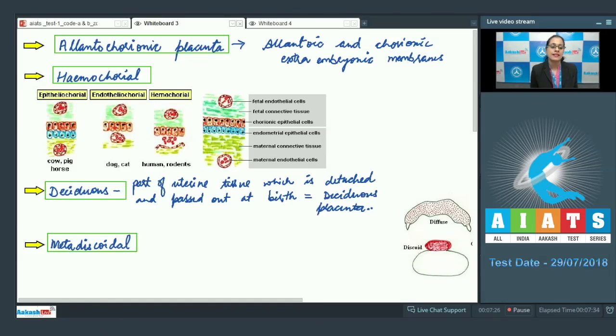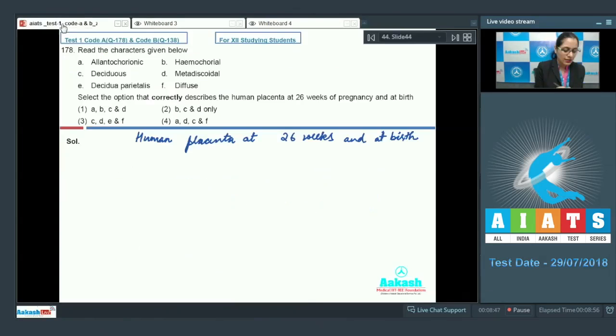And human placenta is metadiscoidal type. In the options, the first type is allantochorionic, and yes, humans have allantochorionic type of placenta. Humans also possess hemochorial type of placenta, and it is characterized as deciduous as well as metadiscoidal type. The next option given is decidua parietalis.